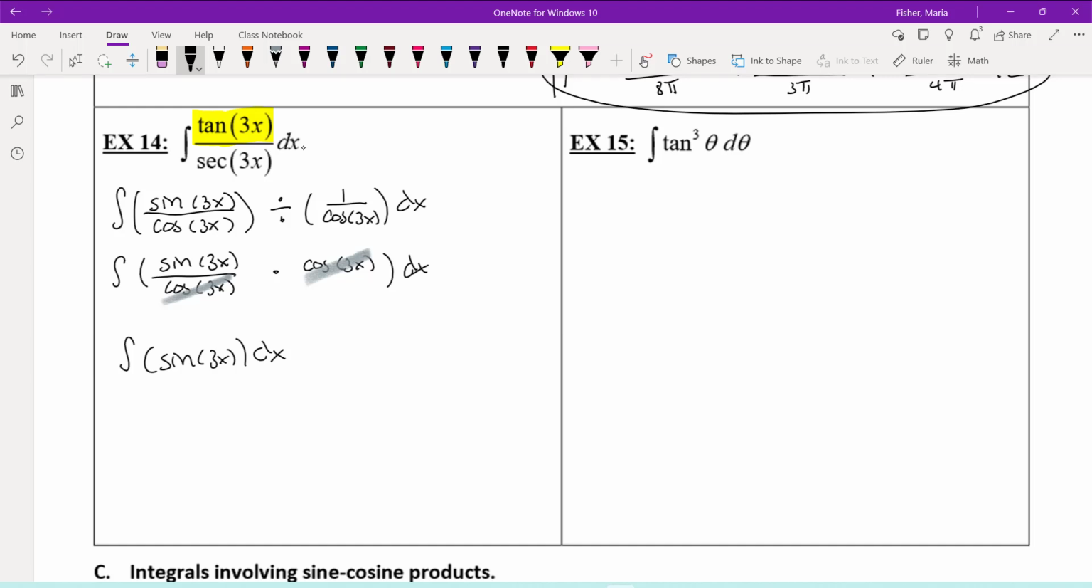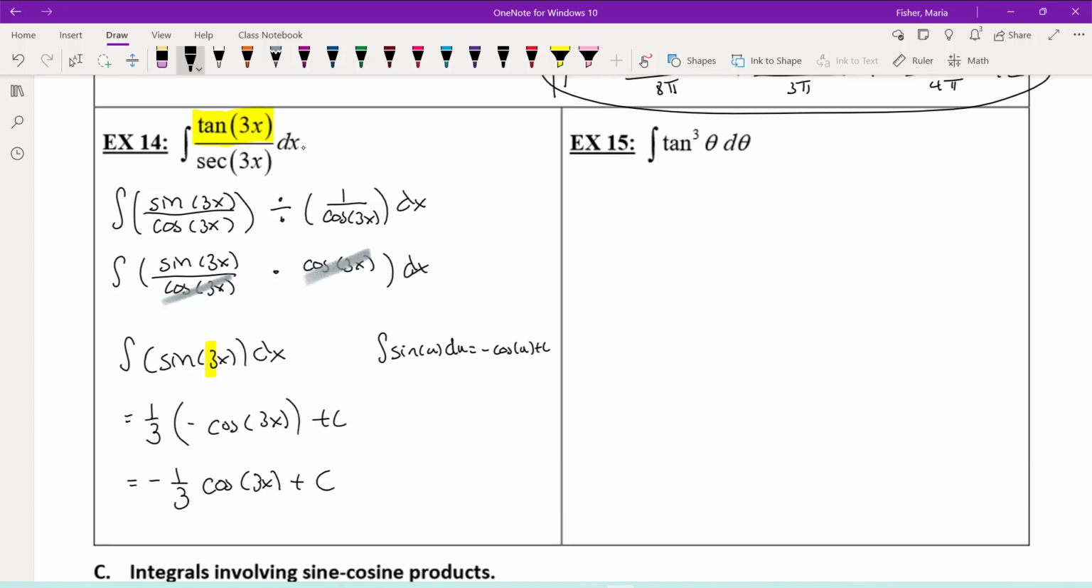Well, I can integrate sine of 3x dx. That's basic form. I notice that I have a 3, so I know I'm going to multiply it by the reciprocal of the coefficient of that linear term, 1/3. And I know that the integral of sine of u du is negative cosine of u plus c. So in this case, that's going to be negative cosine of 3x plus c. Well, 1/3 times a negative is negative 1/3 cosine of 3x plus c.